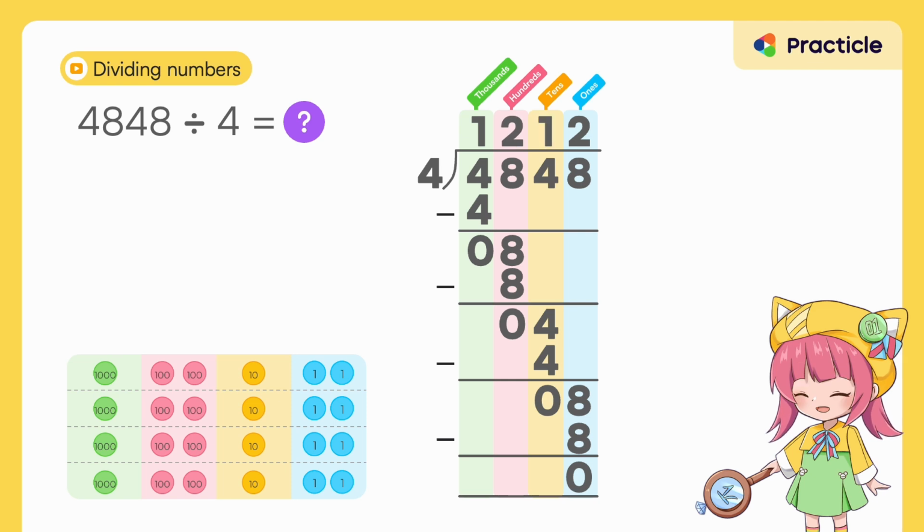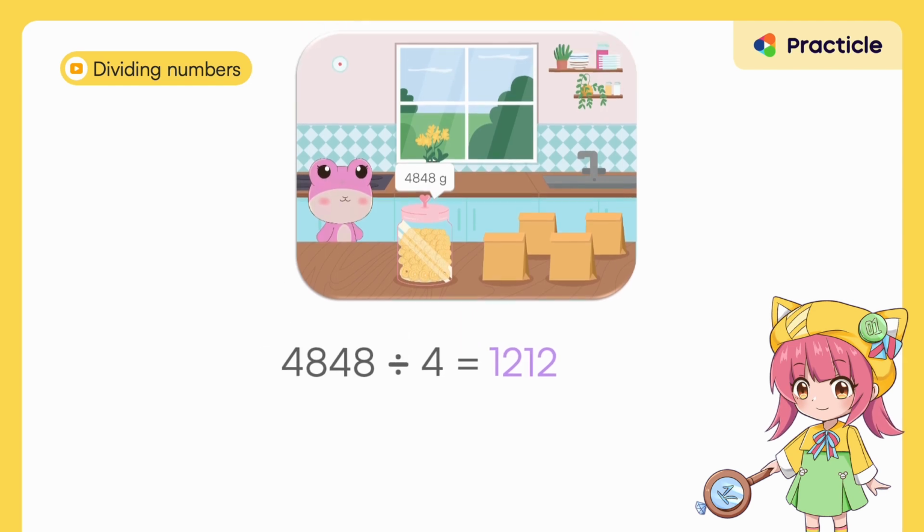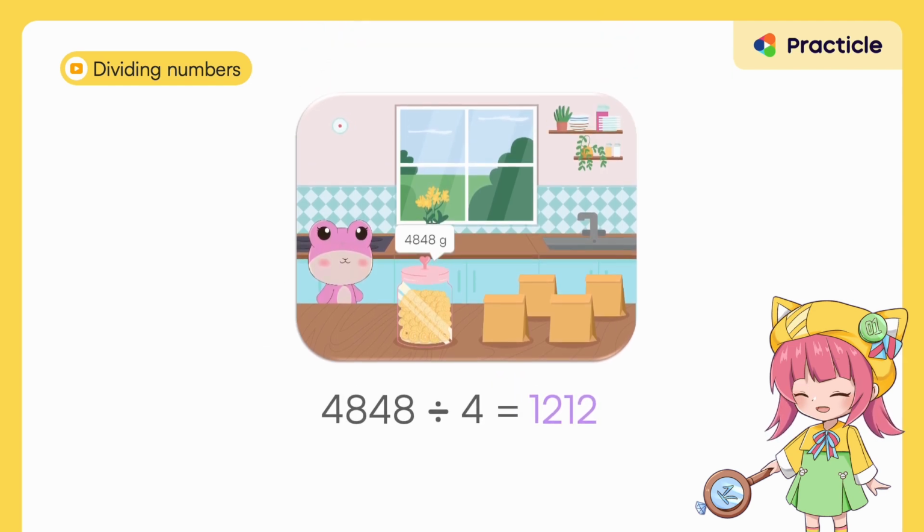1,000, 2 hundreds, 1 ten and 2 ones is 1,212. 4,848 divided by 4 is 1,212. The mass of cookies in each big bag is 1,212 grams. Did you get that?